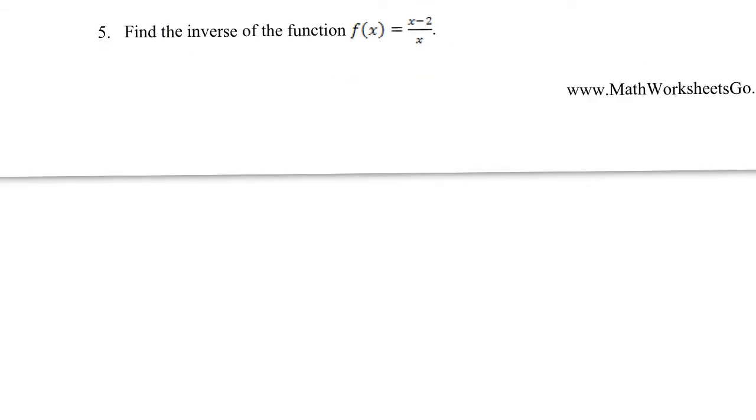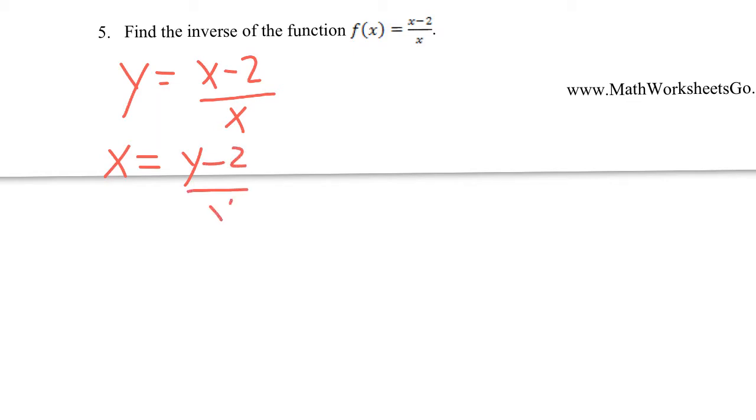Okay, so I went to the next page here, and we're going to look at number 5. It's a little bit different. The 3 steps are the same. First, write it as y equals x minus 2 over x. Secondly, switch x and y. Now it gets a little bit interesting. We are going to multiply both sides by y, which, if I clean that up a little bit, y times x equals y minus 2.